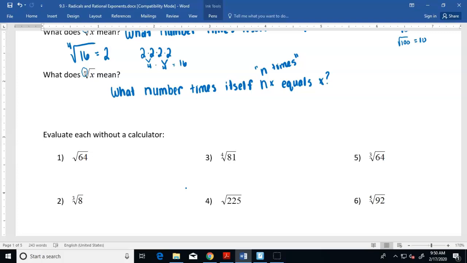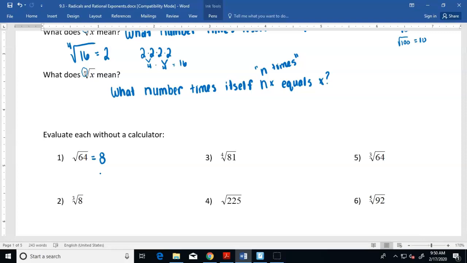Okay. So we are doing 1 through 6, and we're going to do them without a calculator. Okay. So the first one. Hold on. Give us a chance to think about it. Not everybody's worked ahead. All right. So the first one will be 8, because 8 times 8 gives you 64.